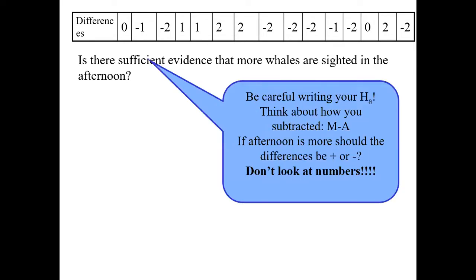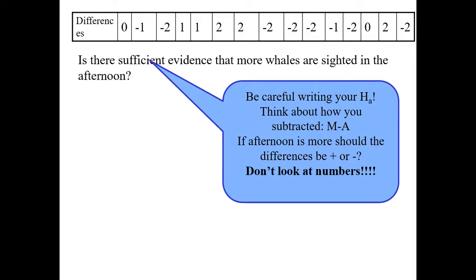Remember to be careful how you subtract it. So morning minus afternoon. We look at the differences, and more would be a negative number, right? Because the second number would be the bigger number. So morning minus afternoon, if we think the afternoons have more sightings, it would be a smaller number minus a bigger number, so it would be negative. We assume, because of how these tests work, that there really is no difference between morning and afternoon to begin with. And then we have to find statistically significant evidence that it's different.